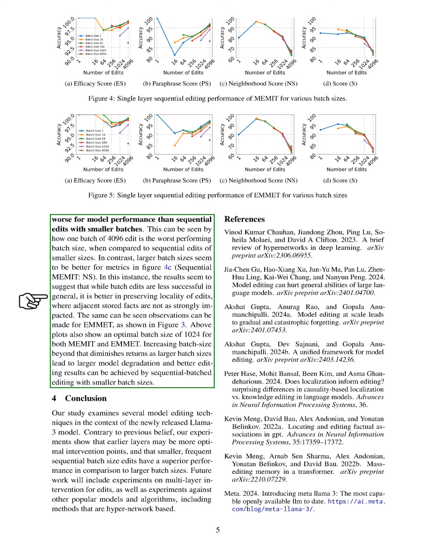By varying batch sizes from 1 to 4096, we found that smaller batch sizes were more effective in enhancing model accuracy and efficiency compared to larger batch sizes. Both methods, MEMIT and EMMET, showed similar trends in optimizing model editing objectives.